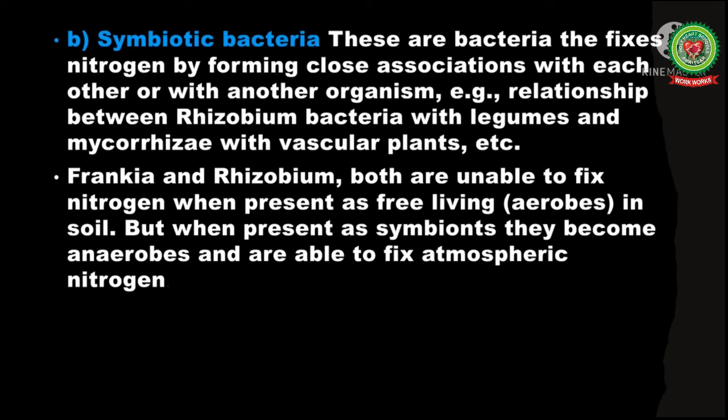Symbiotic bacteria. These are the bacteria which live in close association with other living organisms to convert atmospheric nitrogen into nitrates and nitrites. For example, rhizobium bacteria, which live in close association with legumes, and mycorrhiza, which live with vascular plants. Frankia and rhizobium both are unable to fix nitrogen when they are present as free living in soil. But when present in symbiotic association with plants, they become anaerobes and are able to fix atmospheric nitrogen.